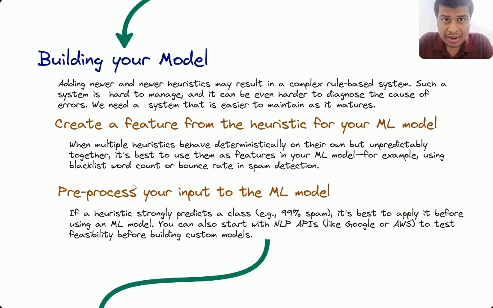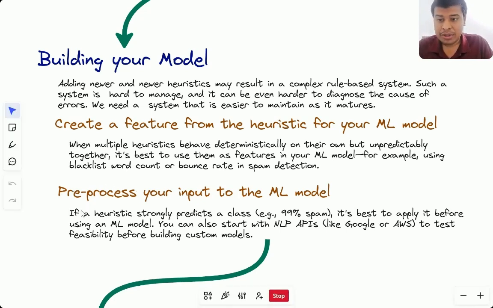I told you that for classical NLP, we used handcrafted feature engineering techniques. This is an example of handcrafted feature engineering. On top of it, we use this handcrafted feature, the blacklist word count or the bounce rate, as an input for the model, and then we train this whole logistic regression model on that particular data set. So this is the simplest possible example of building a model using a heuristic as a feature. That is one possible way.